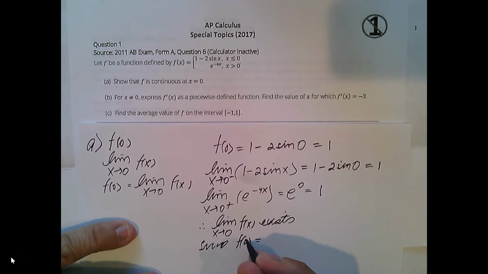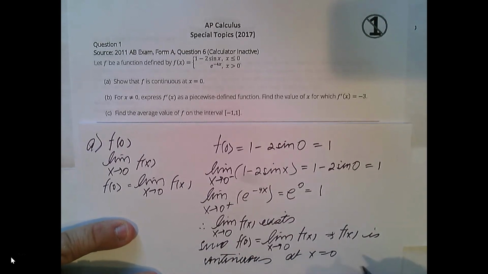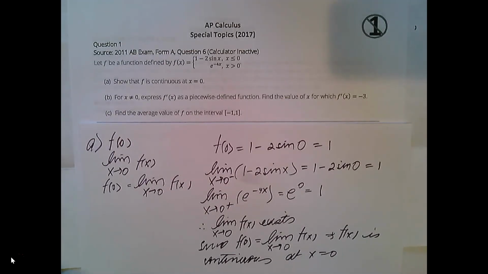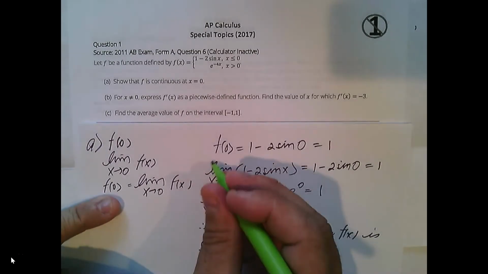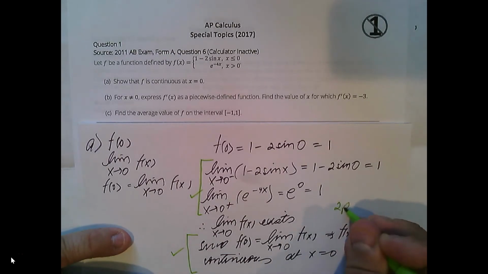Since f of 0 is equal to the limit as x approaches 0 of f of x, this means that f of x is continuous. Now be careful here. Where is f continuous? At x equals 0. Okay, so you were awarded 1 point for considering the limits from the left and the right, and then 1 point for your conclusion. This is a total of 2 points, and really not too bad at all.